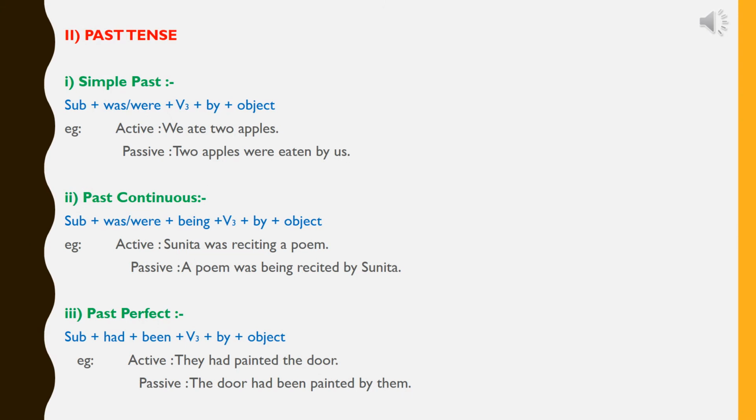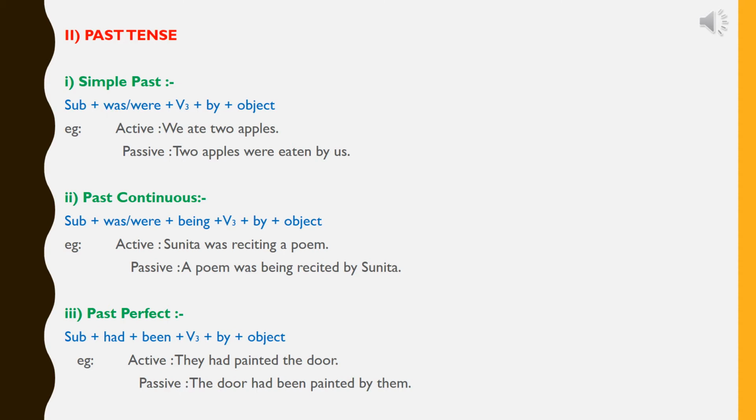Let us now discuss past tense. Here also we will see how active and passive form of voices change in past tense. Here in past tense we have simple past, past continuous, past perfect. Let us start with simple past. The formula for passive voice in simple past is subject plus was/were plus V3 plus by plus object.